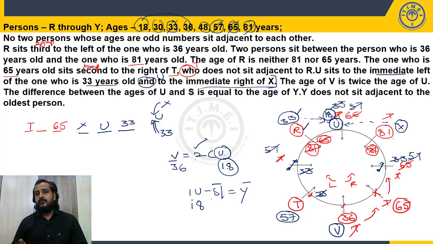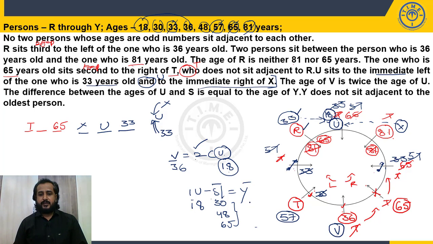So let's check which values are going to satisfy the condition. What are the possibilities that we have for S? I may take 30. 33 I cannot. 36 I cannot. 48 yes, I may take. 57 no, 57 is already given to T. Can I take 65? Maybe I may take 65. S may be taken here. Now 81 is already given to X, so no. So these are the 3 possibilities.